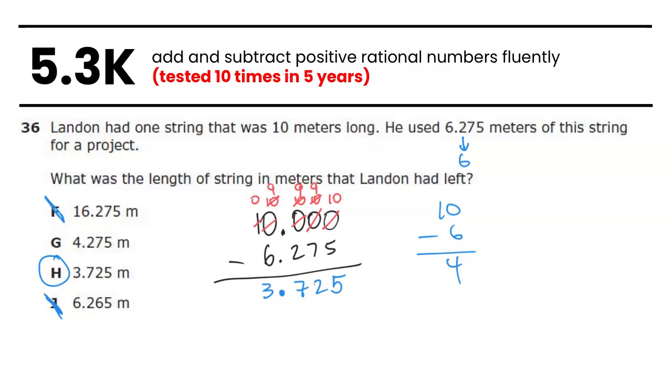You may think about talking about, if I take away the 6, that's going to give me 4, but then I'm going to take away another 275 thousandths, which is going to put me below 4 and in the 3 range, and that would make sense with how we got the correct answer.